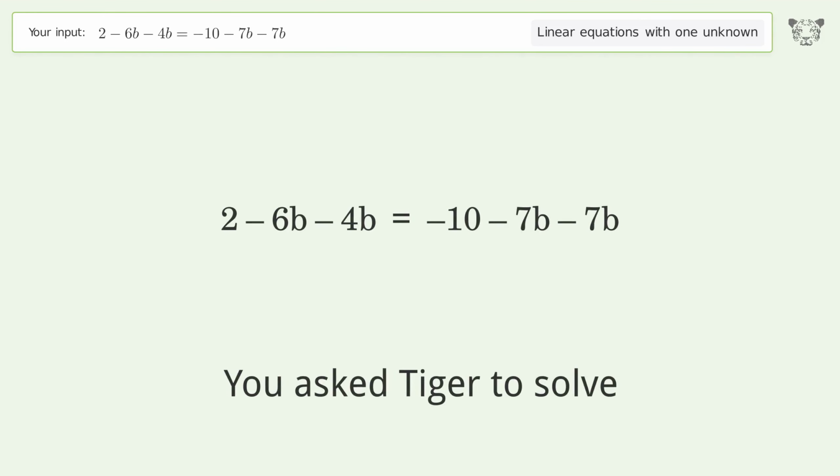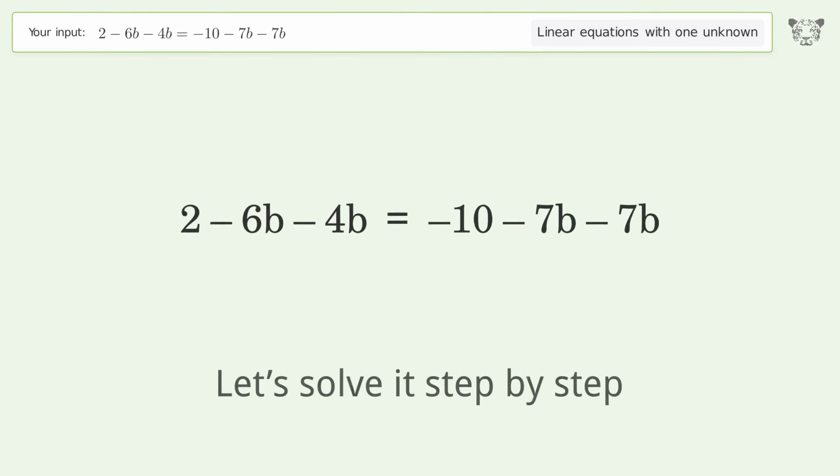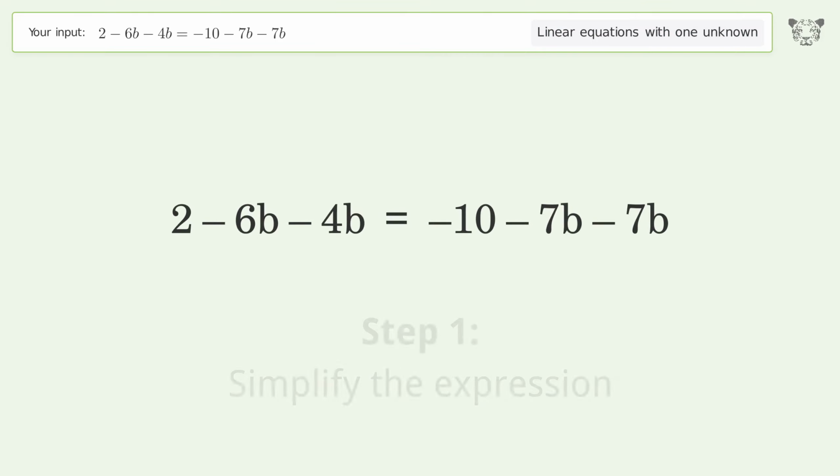You ask Tiger to solve. This deals with linear equations with one unknown. The final result is b equals -3. Let's solve it step by step. Simplify the expression. Group like terms.